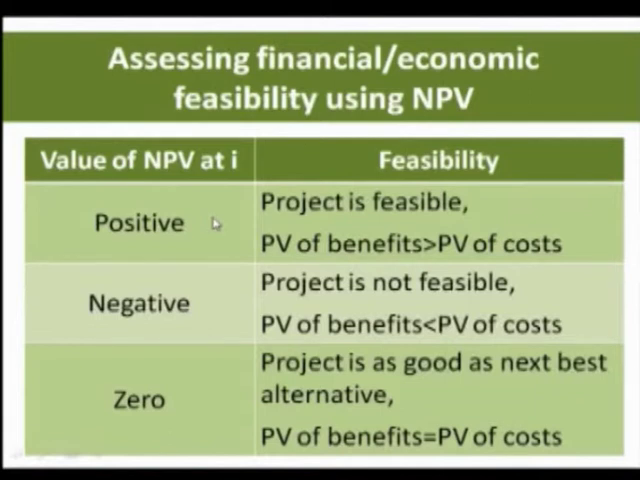How do we use NPV to assess the financial or economic feasibility of projects? If we get an NPV that is positive, it means that the project is feasible. This implies that the present value of benefits exceeds the present value of costs. On the other hand, an NPV that's negative implies that the project is not feasible because the present value of benefits is less than the present value of costs. If the NPV is zero at the given interest rate, it means that the project is as good as the next best alternative because the present value of benefits equals the present value of costs.